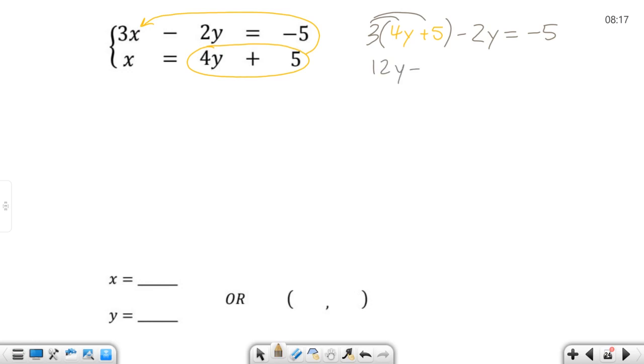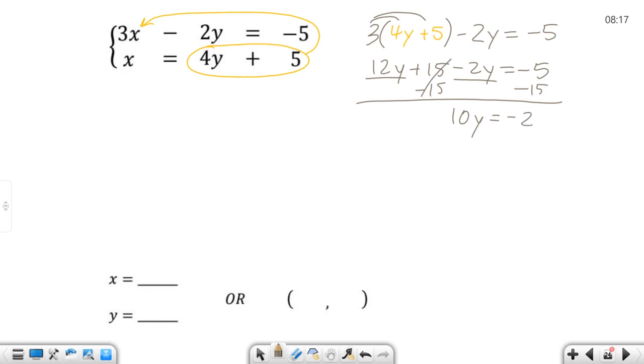Now we're going to distribute this. We get 12y plus 15 minus 2y equals negative 5. And look, I've got to put this together with this. There's nothing else to do with this term except move it over, so I'm going to save a step and do that on the same step. 12y minus 2y is 10y equals negative 5 and negative 15. We add those together, get 20, and keep it negative. So negative 20. So 10y equals negative 20.